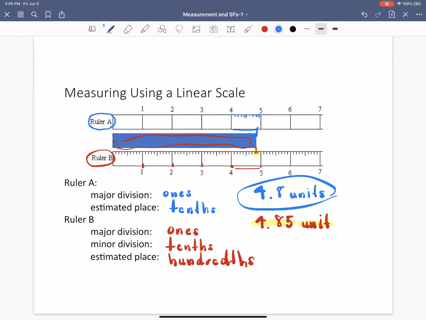The first measurement has 2 sig figs, 2 significant figures. A significant figure is every figure that was measured plus 1 estimated. For the object measured with a different ruler, I have 2 measured places and 1 estimated. So it has 3 sig figs. The more lines on a tool measuring this linear scale means more precision.